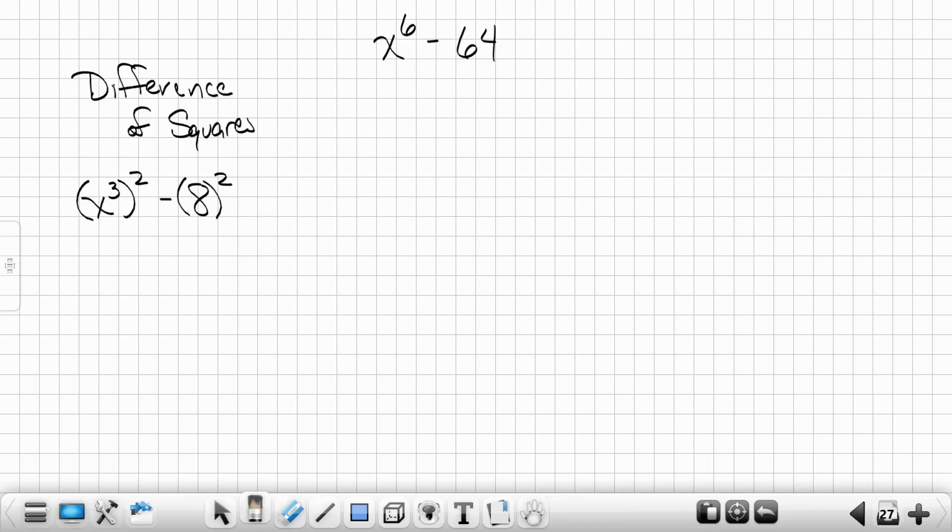A difference of two squares is something squared minus something squared. Done. That's x to the 6th still, and that's 64 still. No, not done yet. I've actually got to factor it.